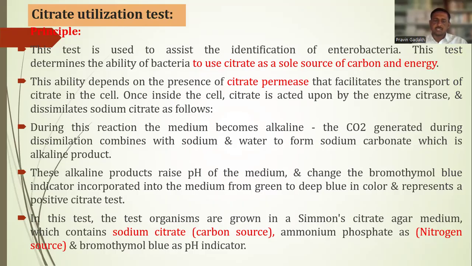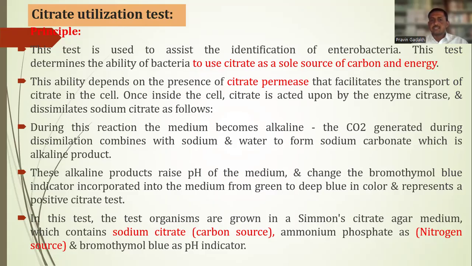So for that we use a media which contains citrate as a carbon source. The ability of that organism completely depends on the presence of citrate permease. It is the enzyme synthesized by that particular organism, which facilitates the transport of citrate into the cell. So if citrate permease is present, it facilitates the transport of citrate present in that media into the bacterial cell.